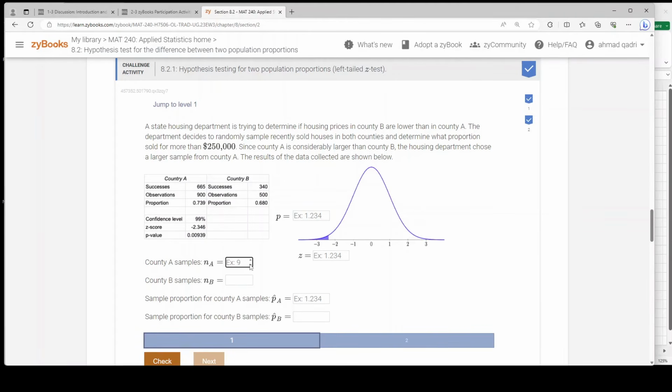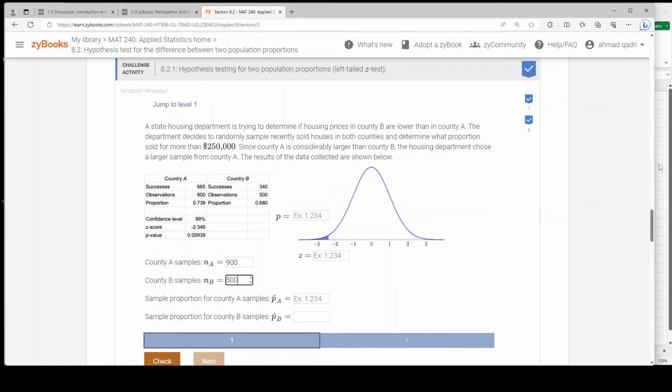So the sample size for County A is 900, for County B is 500, so that's shown here. The sample proportion for County A. So here, when it says success, what that means is there were 665 houses that sold over $250,000 out of the total 900. So the sample proportion for County A would be 665 divided by 900.